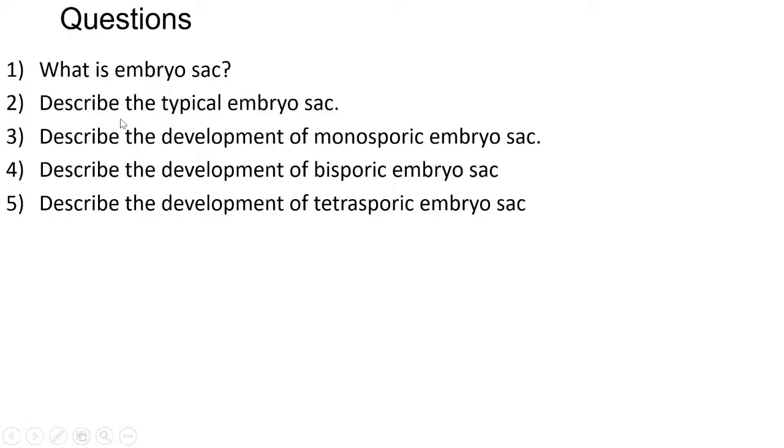Second question: describe the typical embryo sac. We have studied the 8 nucleated embryo sac. Third: describe the development of monosporic embryo sac. Fourth question: describe the development of bisporic embryo sac. And the fifth one: describe the development of tetrasporic embryo sac with example.